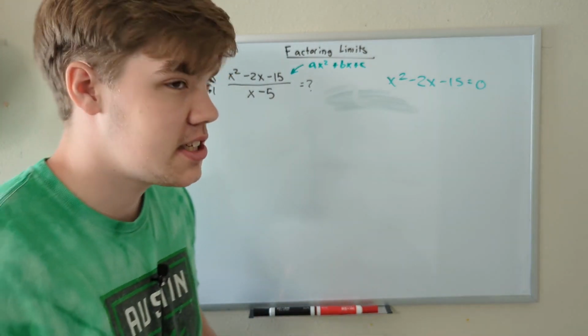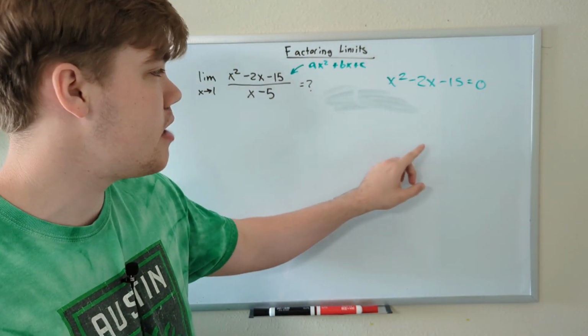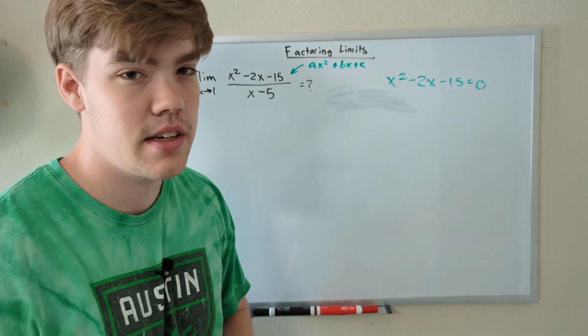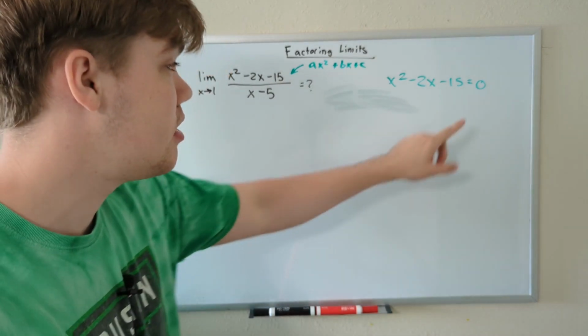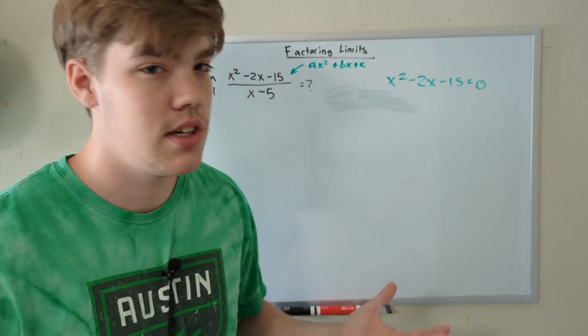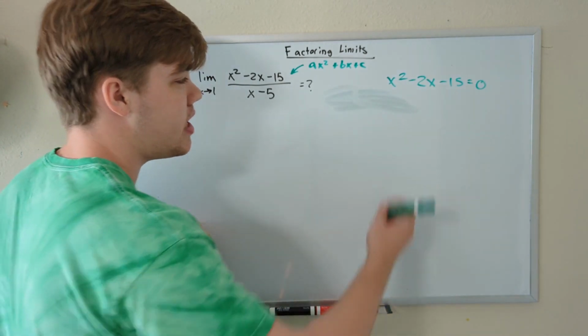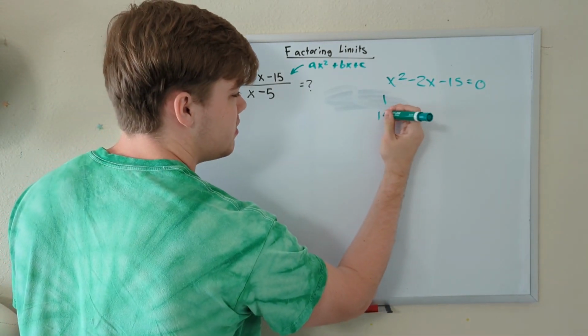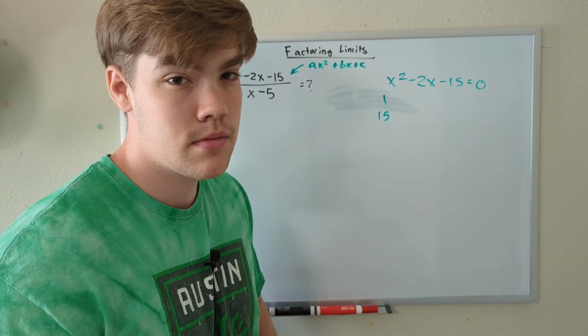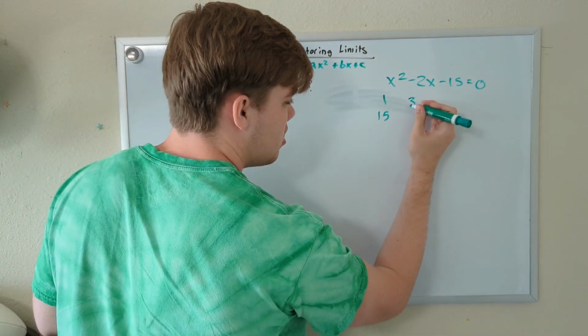I'm going to ask you the same question I did last time. What two factors can add up to be negative 2 and multiply to be negative 15? One way to think of this is whenever we want to multiply to equal negative 15, we could find some factors of negative 15. So some of the obvious ones would be 1 times 15 equals 15. But what are the other two common factors of 15? That's right, 3 and 5.